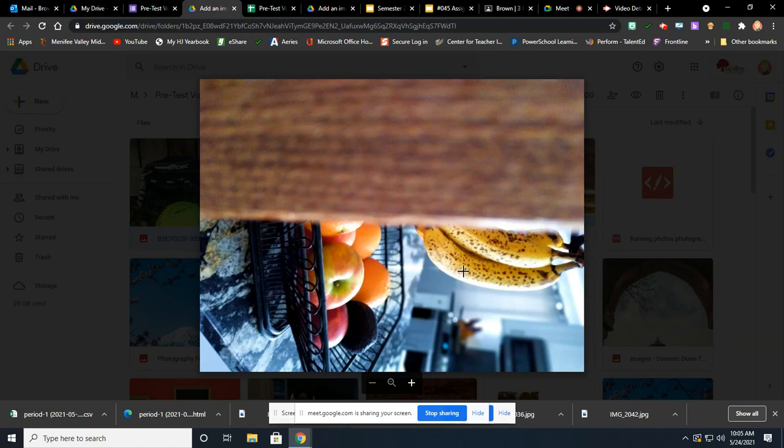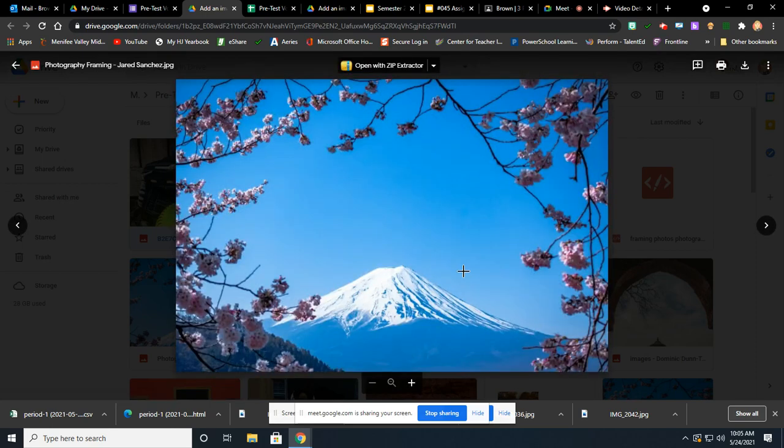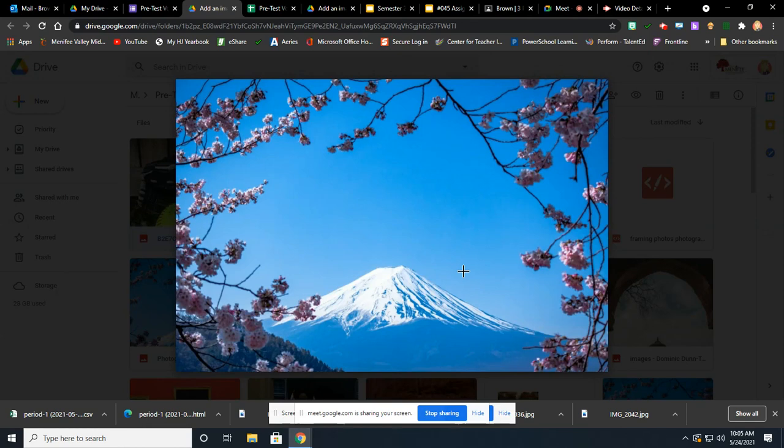The banana and the fruit is framed by having the wall cover one side. Oh, so we have the cherry blossoms around the tree framing the mountain. It looks like probably Mount Fuji back there.